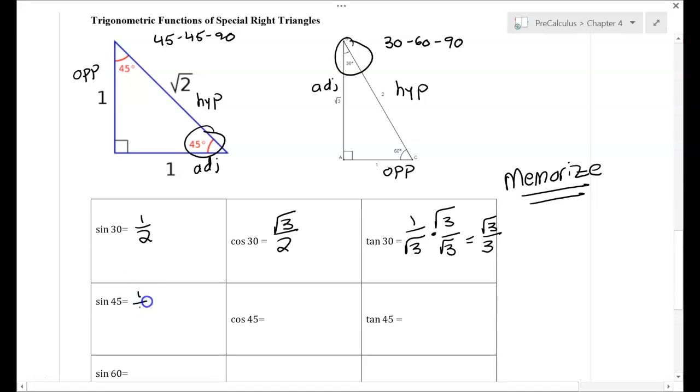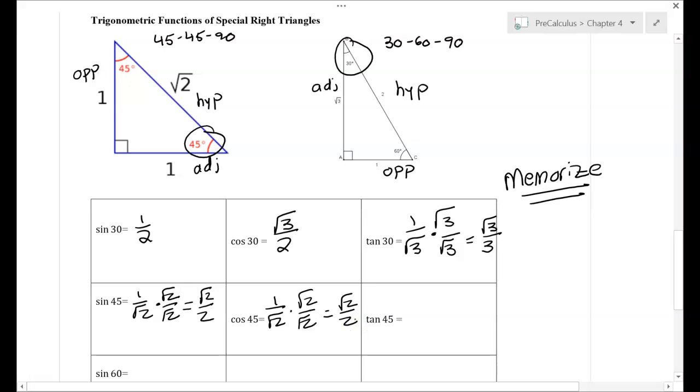Sine of 45, opposite over hypotenuse, so I get 1 over square root of 2. Rationalize this. Cosine of 45, I'm going to do adjacent over hypotenuse, which is also 1 over square root of 2. And I rationalize that, and I still get root 2 over 2.